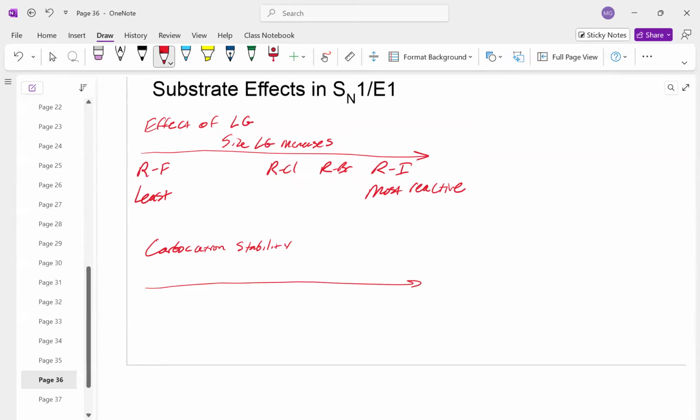At the very bottom, we have methyl and primary carbons. You cannot do SN1 on a methyl or primary. You cannot do E1 on a primary. That's never going to happen.